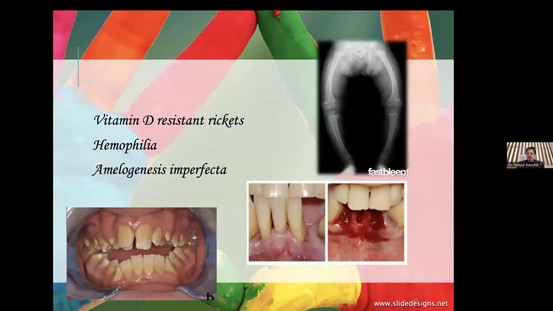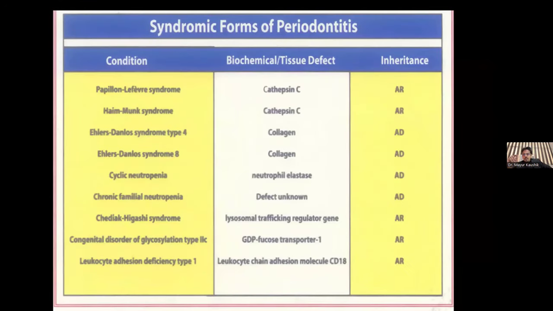So these are the examples of X-linked traits. Now, syndromic forms of periodontitis. The first category of periodontal disorders which come under single gene disorders are the periodontitis associated with Papillon-Lefevre syndrome, Ehlers-Danlos syndrome, Chediak-Higashi syndrome, etc.